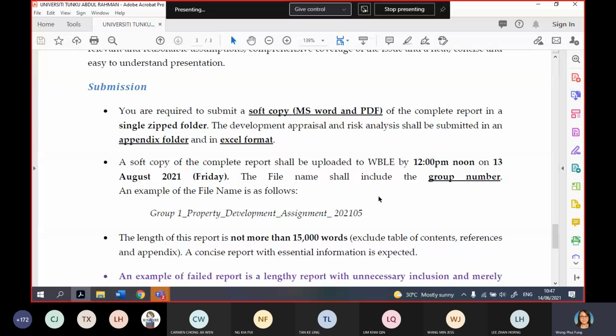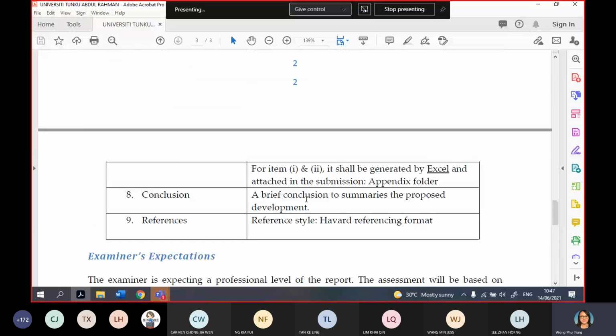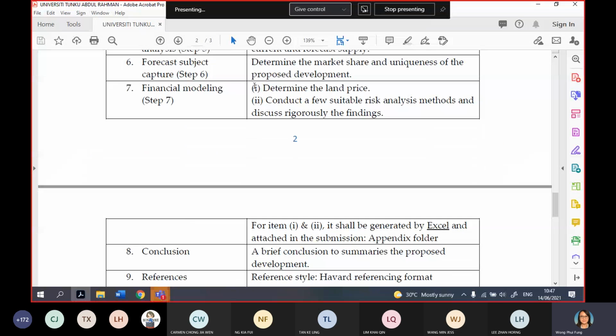Item 1, 2, just Excel only, don't need to type? Very good question, Pauline. This one, item 1 and item 2, right? Determine the land price, I know you need to produce Excel, correct or not? But then you still need to discuss in your report. You don't cut and paste the Excel in the report.